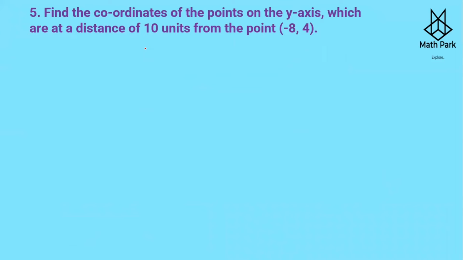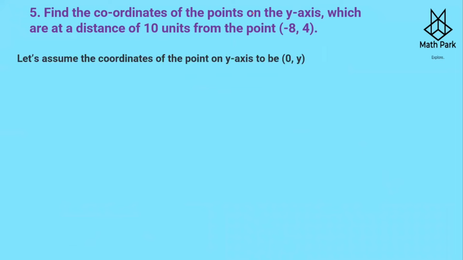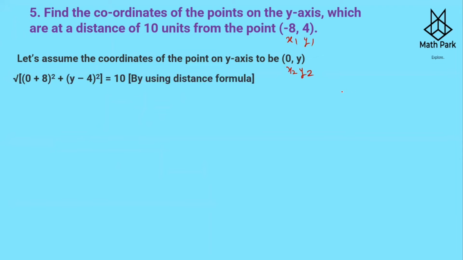Similar question now. Find the coordinates of the point on the y-axis which are at a distance of 10 units from the point (−8, 4). Whenever the point is on the y-axis, the x coordinate will be 0. So let us assume the coordinates of the point on the y-axis to be (0, y). Now let us find the distance between these 2 points. This is our x1, y1 and this is our x2, y2. Using the distance formula, we get the square root of (0 + 8)² + (y − 4)².